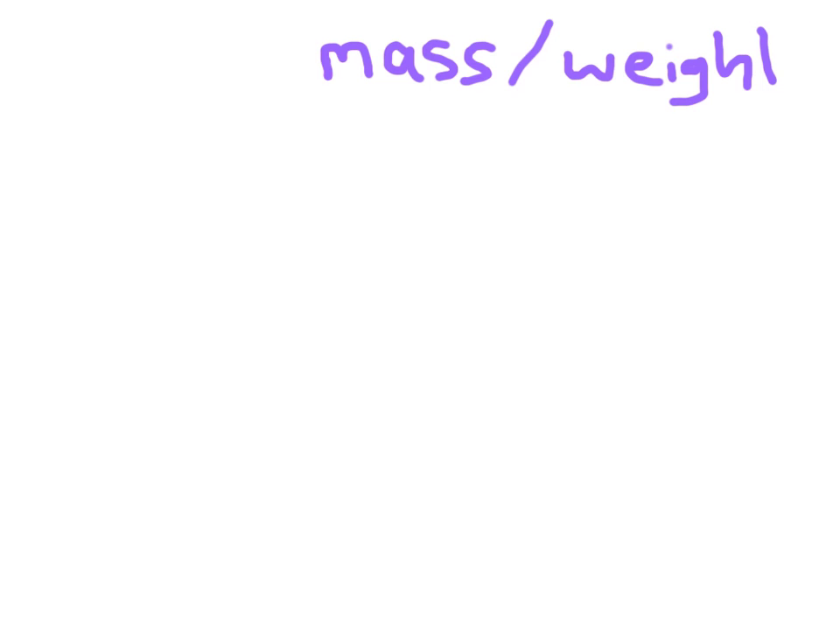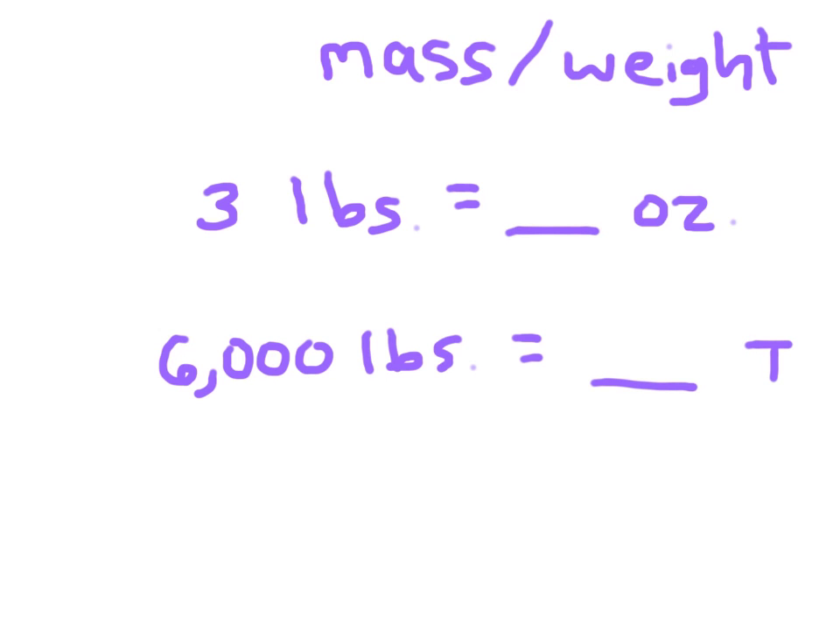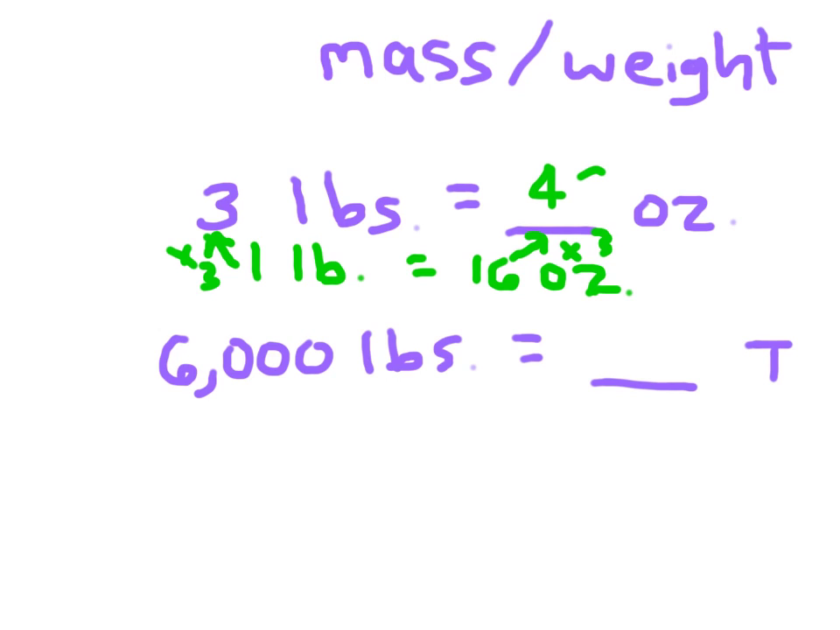Just as we did with capacity, when we're talking about mass, how much a thing weighs, we can also do some conversions. Let me give you a couple of problems and examples. For the first one, it's asking you to go from pounds to ounces, or something bigger to something smaller. You know that 1 pound is equal to 16 ounces. So 1 times 3, and then we just need to figure out 16 times 3. 16 times 3 is 48. So we know that 3 pounds equals 48 ounces.